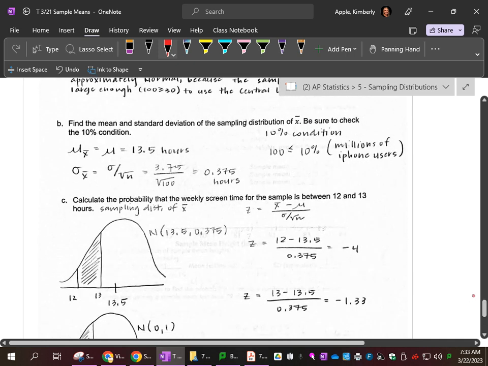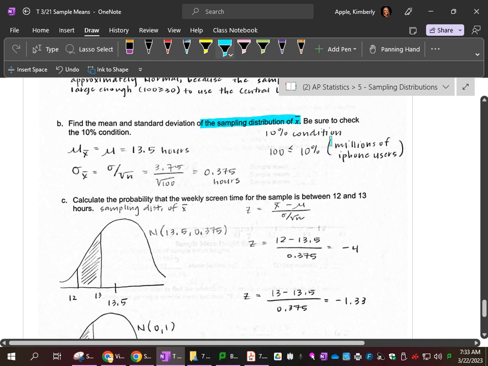So for B, find the mean and standard deviation of the sampling distribution of X bar. The mean of the sampling distribution of X bar is just the population mean, 13.5 hours. Prior to calculating the standard deviation of the sampling distribution, we will need to check the 10% condition.